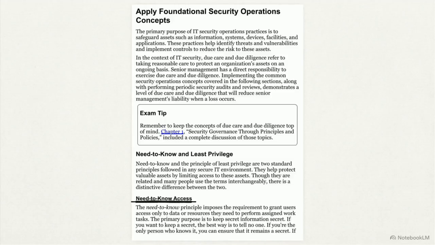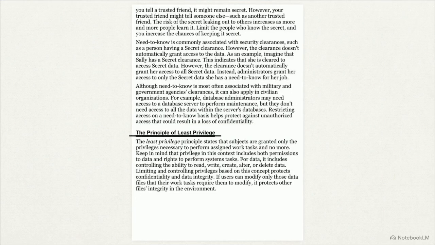This section of the study guide defines the first layer of containment. The need-to-know principle dictates that users receive access solely to the data necessary for their specific work tasks. Its explicit function is to restrict visibility and keep secret information isolated. We contrast that visibility restriction with the principle of least privilege, outlined here. This rule governs the specific actions a subject can execute, mandating that they receive only the system privileges required to perform their assigned tasks, and absolutely no more.